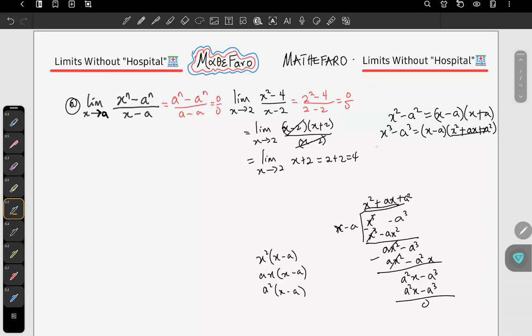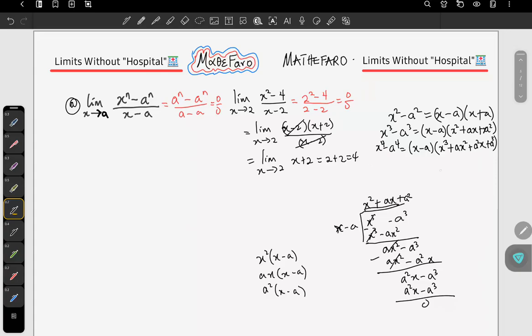So even if we want to do the next one, x raised to power 4 minus a raised to power 4, we're going to get x minus a and x cubed this time around, plus ax squared plus a squared x plus a cubed.